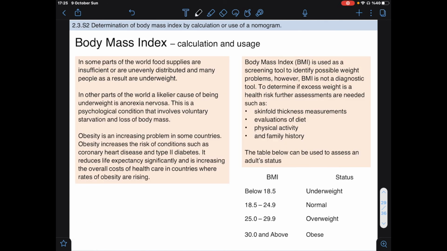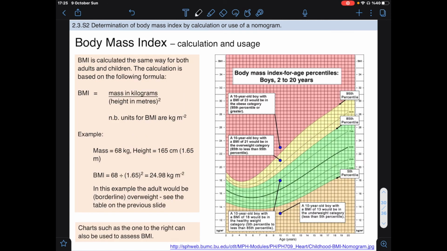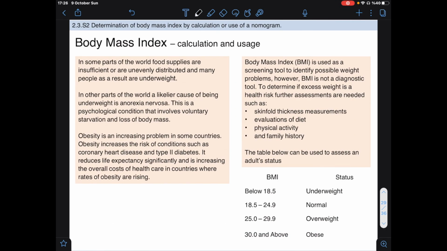The final thing we will be talking about today is body mass index. Body mass index is a screening tool to identify possible weight problems. It is calculated by dividing our mass in kilograms by our height in meters squared. The result falls somewhere under this category, which determines our status, such as underweight, normal, overweight, or obese, etc.